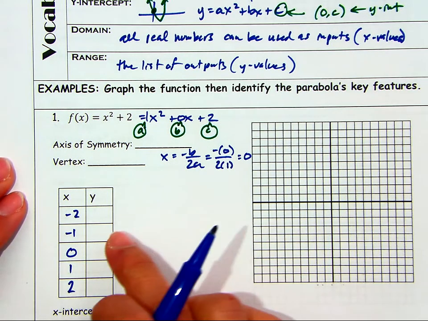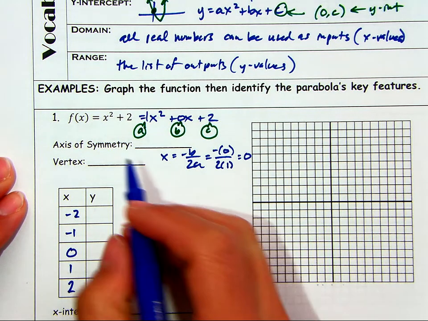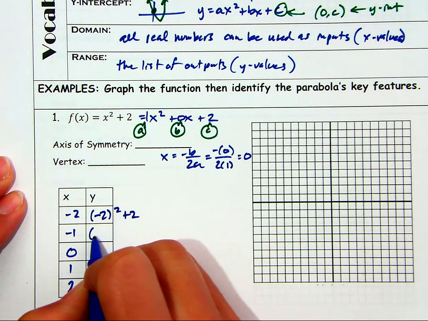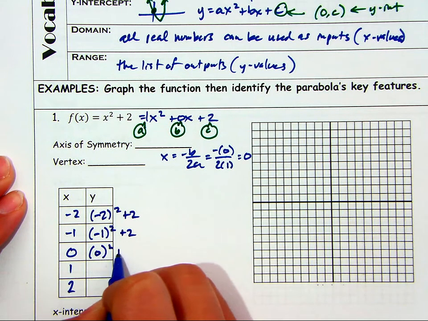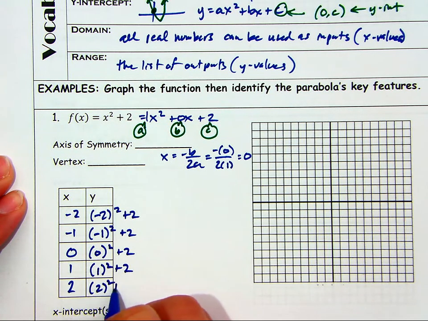Now we'll evaluate our function using these 5 x values. So we'll have negative 2 squared plus 2, negative 1 squared plus 2, 0 squared plus 2, 1 squared plus 2, and 2 squared plus 2.